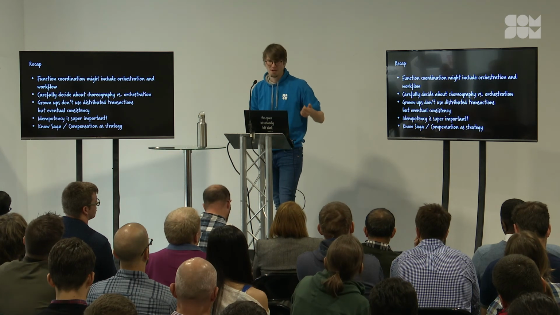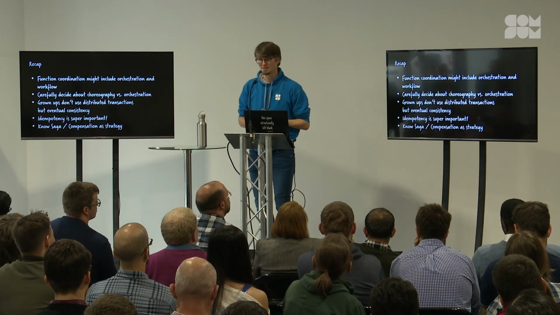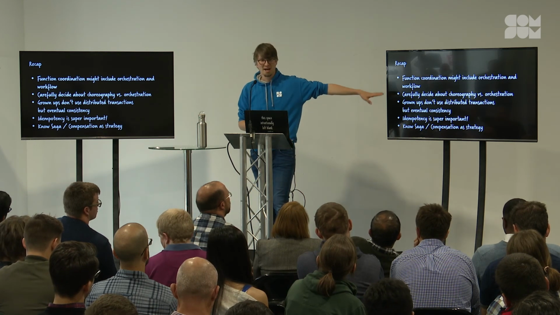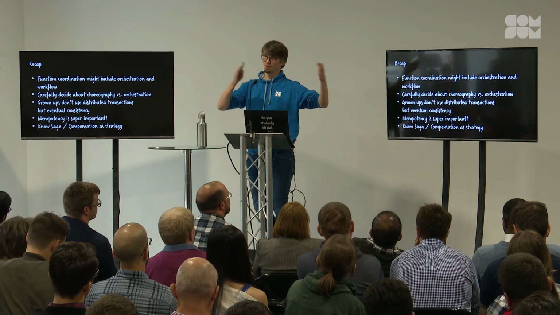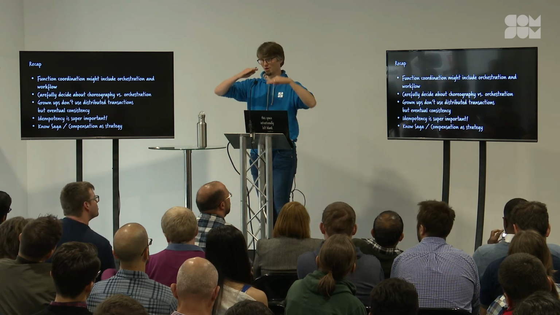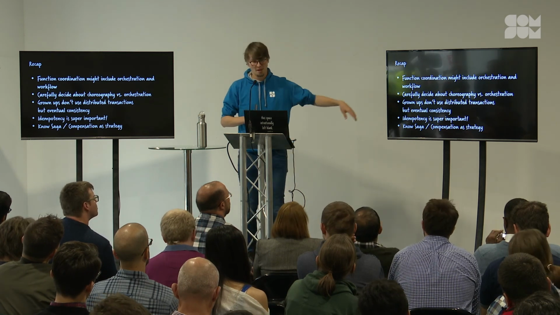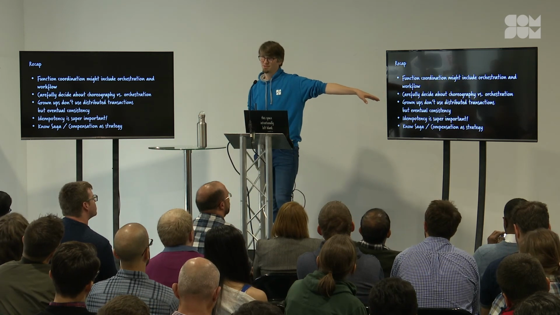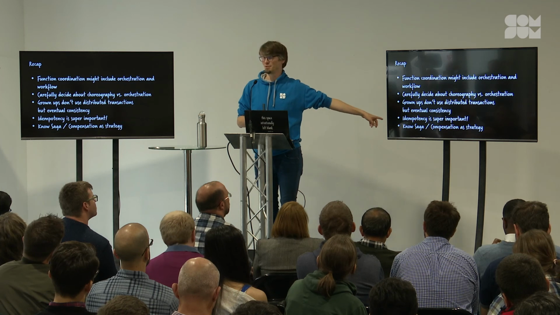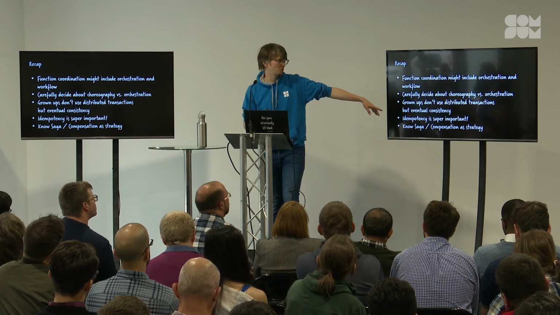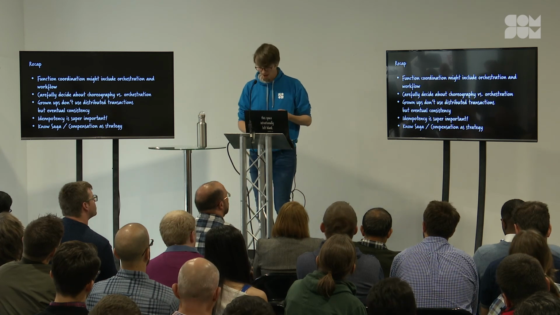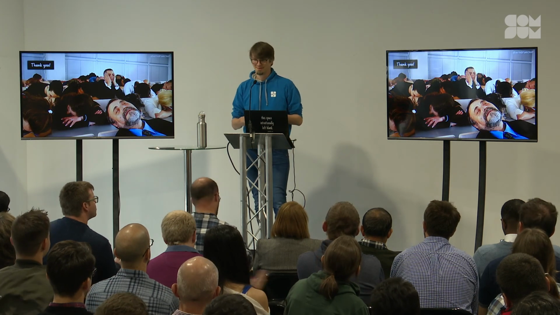So, quick recap. Function coordination is an important topic. It might include orchestration and workflow. Carefully decide about choreography versus orchestration. Both have merits, so normally you have to balance them. Grown-ups don't use distributed transactions, so you're in a world of eventual consistency. There, idempotency is super important. Always think about the zucchini. And no saga as a strategy. I think that's very important. That's all I have. Thank you.